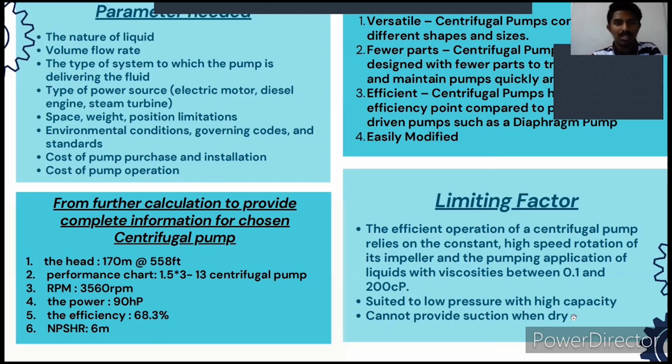But in our project, the fluid pumped is not only methanol, but there is also water as an impurity in the methanol, which always provides humidity for good suction.